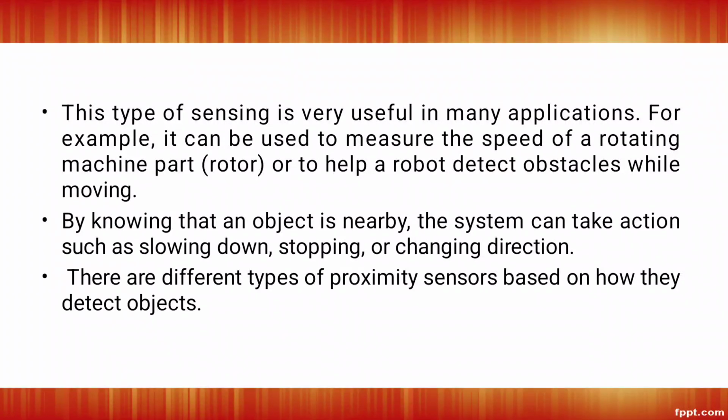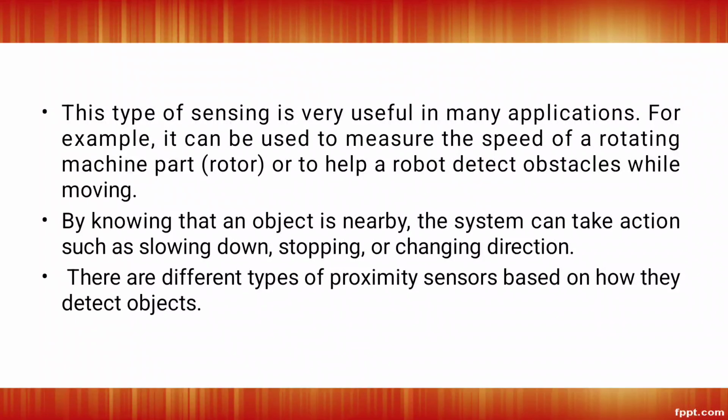So this type of sensing is very useful in many applications. One example for a proximity sensor is that it can be used to measure the speed of a rotating machine part or to help a robot detect obstacles while moving. Without touching an object, the robot has to detect an obstacle. By knowing that an object is nearby, the system can take action such as slowing down, stopping or changing direction.